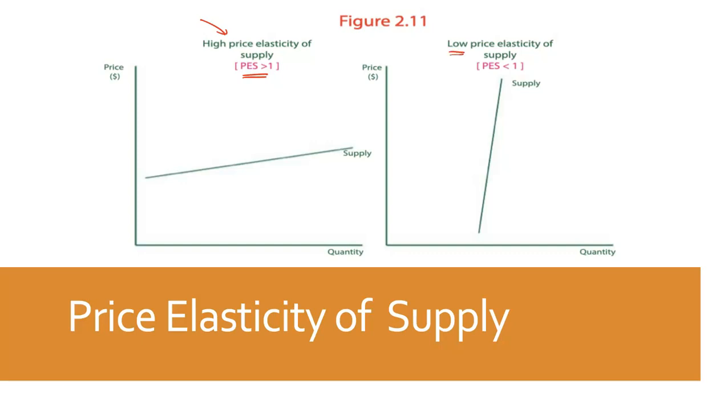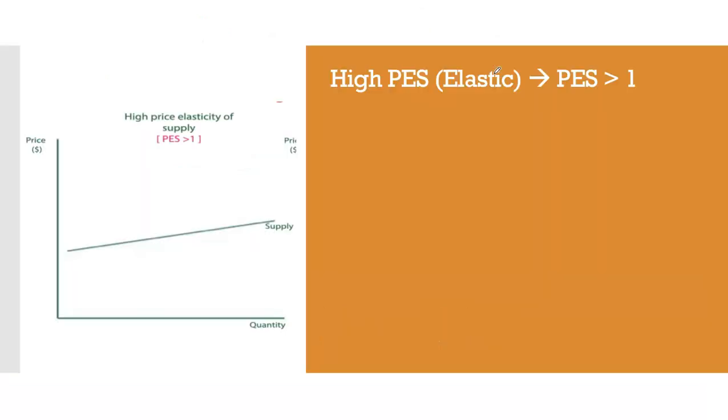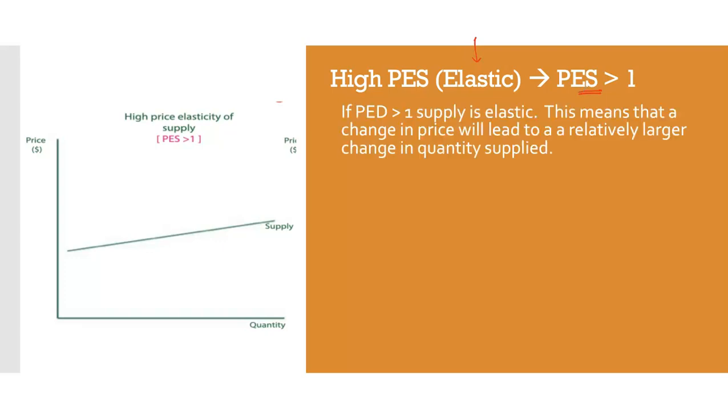and low price elasticity of supply. This is when your price elasticity of supply is less than 1. When we have a high price elasticity of supply, we are going to say that it is elastic. And as I mentioned, this occurs when it is greater than 1. If the price elasticity of supply is greater than 1, it is elastic, and this means a change in price will lead to a relatively larger change in quantity supplied.